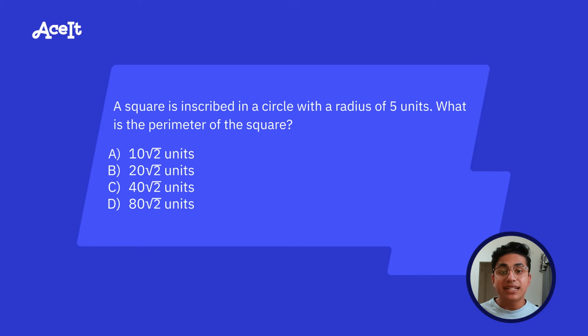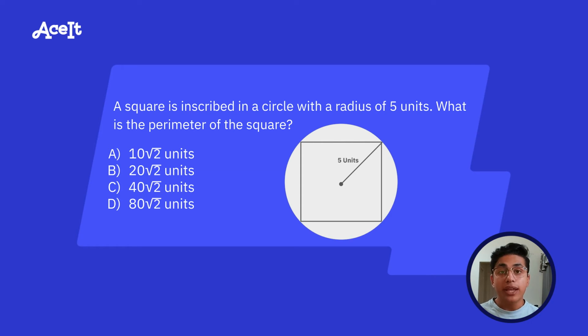This next problem is an example of an inscribed square problem. We have a square inscribed in a circle with a radius of 5 units, and we're being asked for the perimeter of that square. So let's first try drawing it out. And if you don't know, inscribed just means we're taking that square and drawing it inside of a circle with all 4 of its corners touching the outside of that circle.